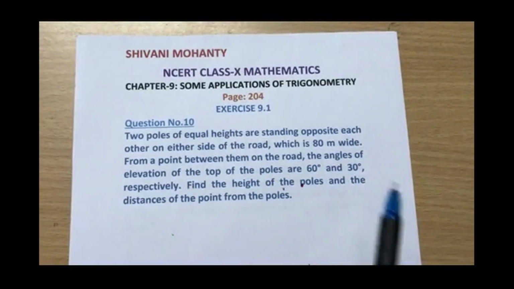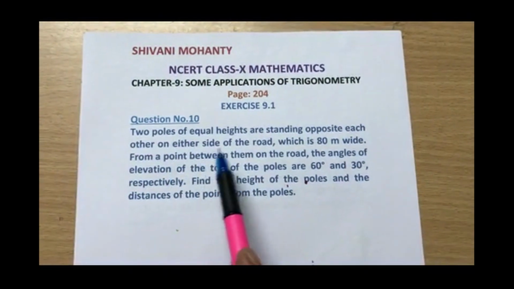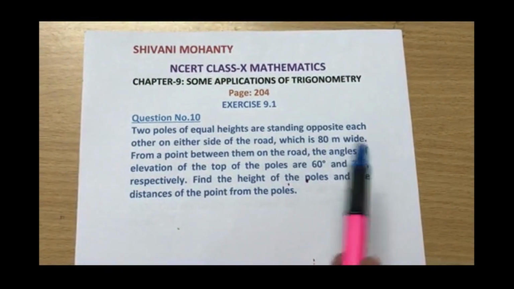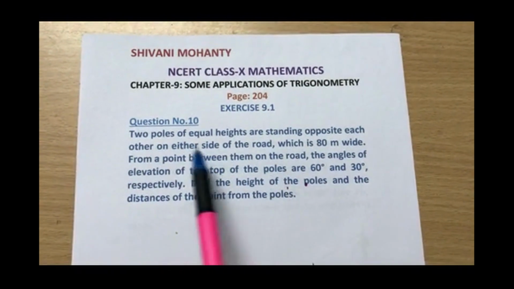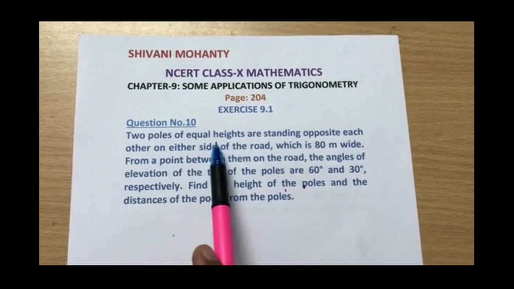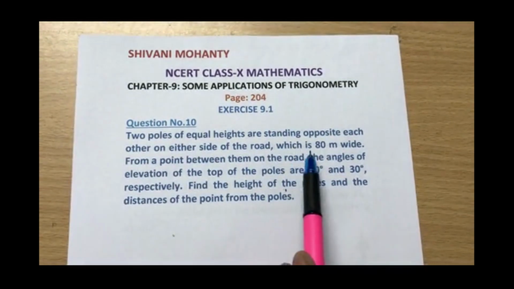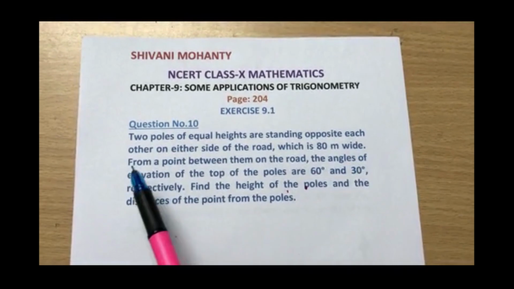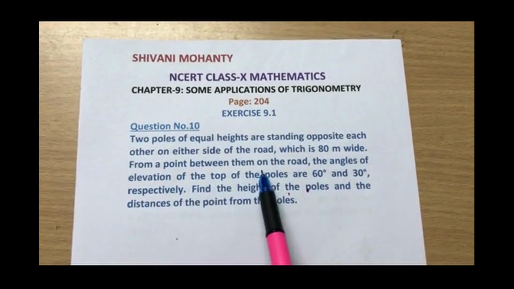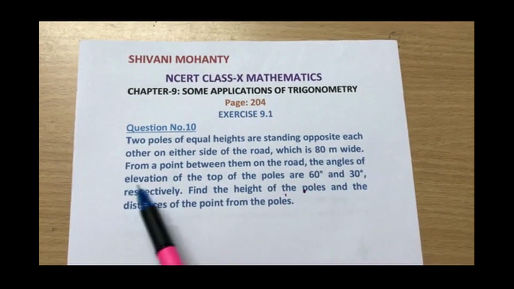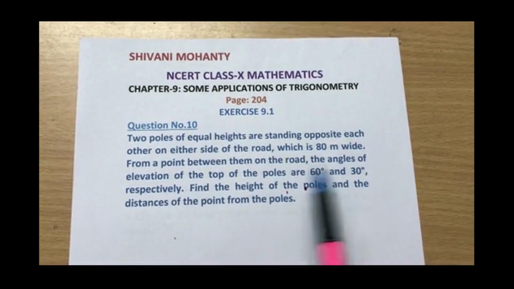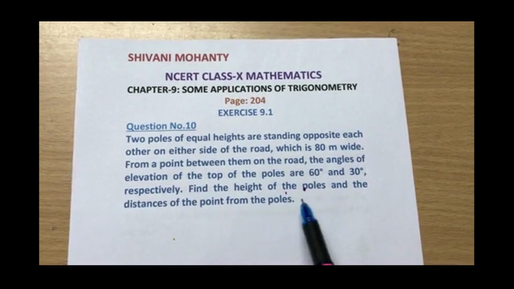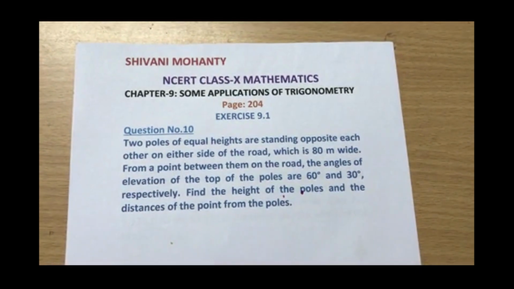Now, question number 10. Two poles of equal heights are standing opposite each other on either side of the road. See, equal heights, two poles, equal heights, remember this, which is 80 meter wide. From a point between them on the road, the angles of elevation of the top of the poles are 60 degree and 30 degree respectively. Find the height of the poles and the distance of the point from the poles.